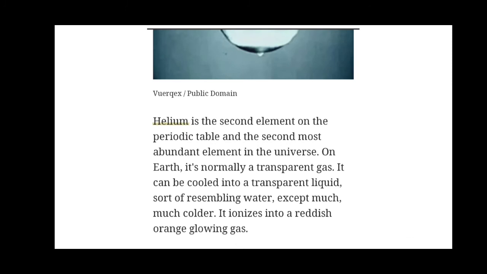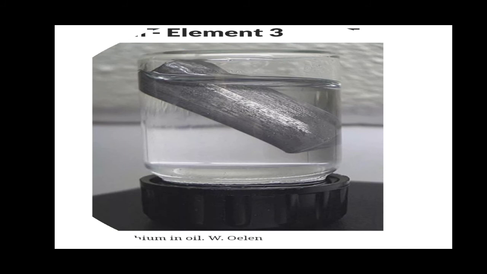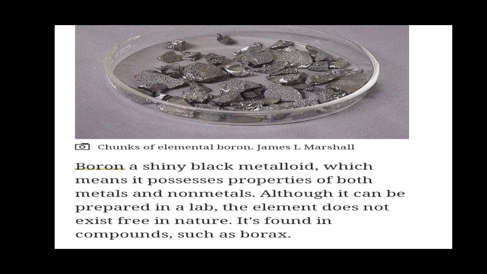Next, the second element is what? That is helium. It comes under the noble gases. The second element on the periodic table and the second most abundant element in the universe also. On the earth, it's normally a transparent gas. It can be cooled into a transparent liquid. Next, lithium. It has the atomic number 3 and it is used in mobile batteries.